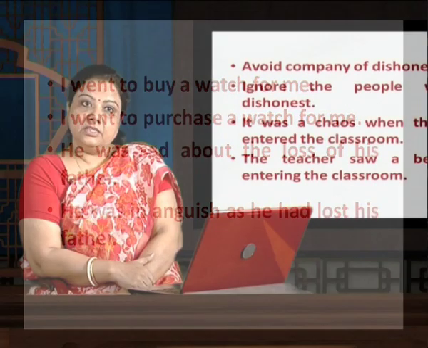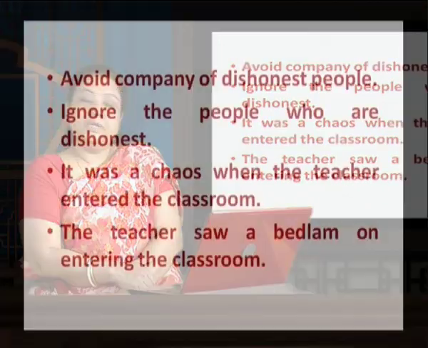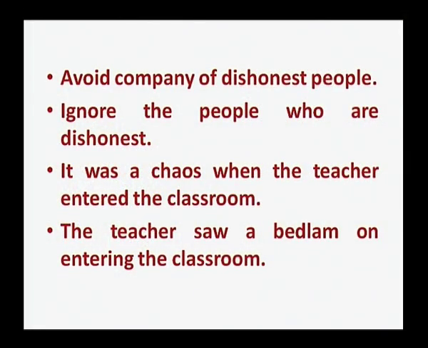There are a few sentences more. Let's concentrate on that. Avoid company of dishonest people. Instead of avoid, we can use another word here. Ignore the people who are dishonest. Likewise, we have another sentence. It was a chaos when the teacher entered the classroom. The teacher saw a bedlam on entering the classroom.